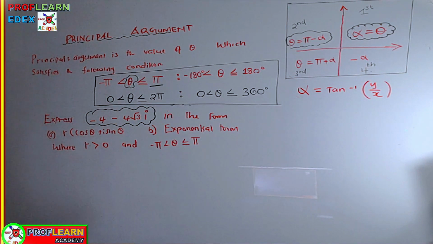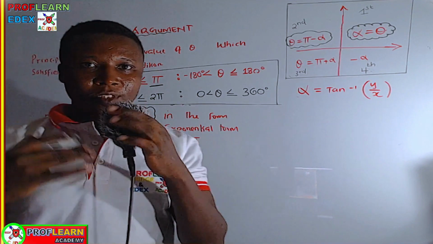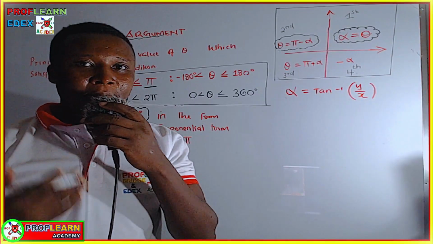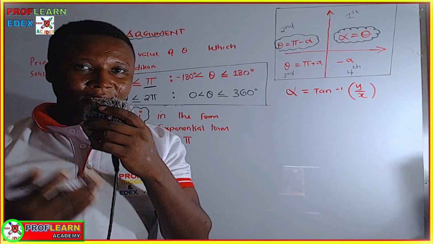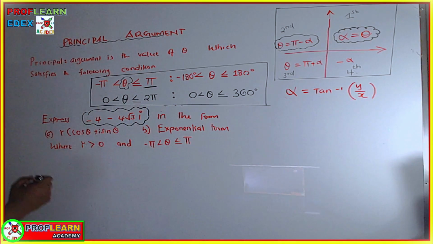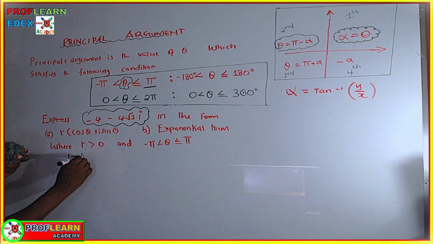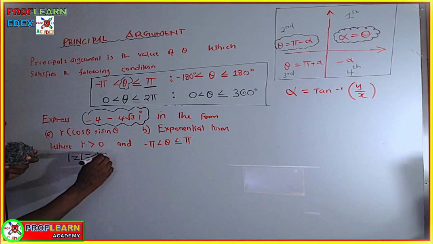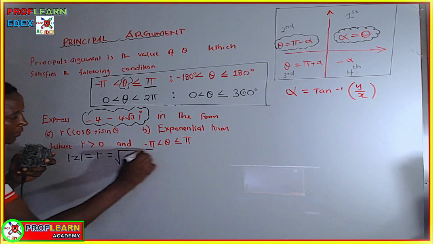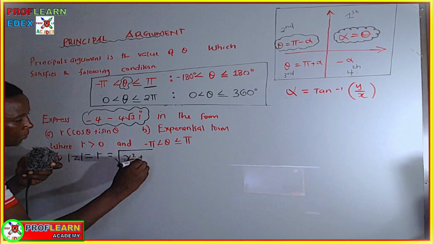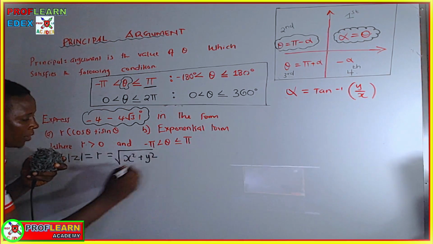In order to work out this question, the first thing that we need is to find the principal argument, and also we need to find the modulus of this complex number. So we are going to start by finding the modulus. The modulus of z is noted as r, which is given by the square root of x squared plus y squared.